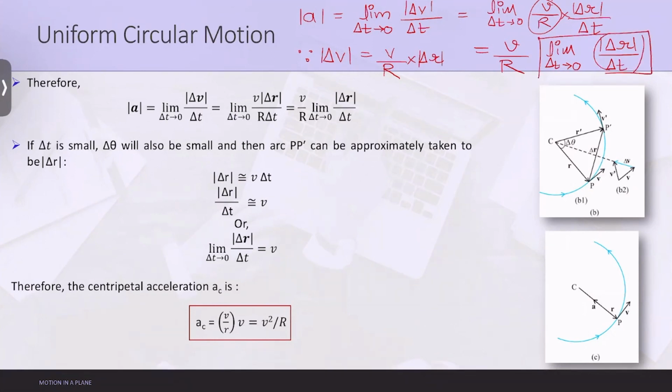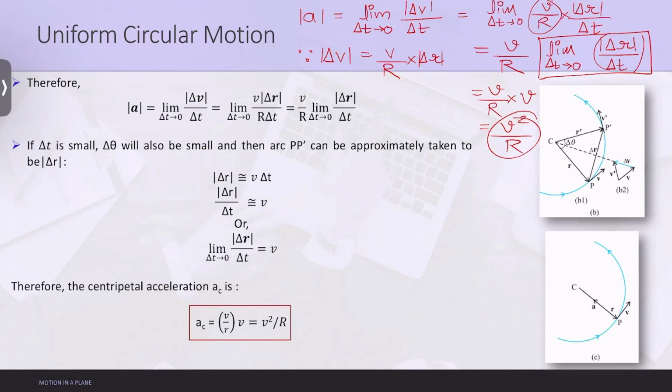Now what is this? If you see this clearly, this is basically a change in displacement with respect to time. So this is basically nothing but your velocity only, right? So hence the magnitude which we obtained is equal to v square upon r. Okay, so this is the magnitude of the uniform circular motion, and in which direction is it directed? It is directed towards the center of the circle.